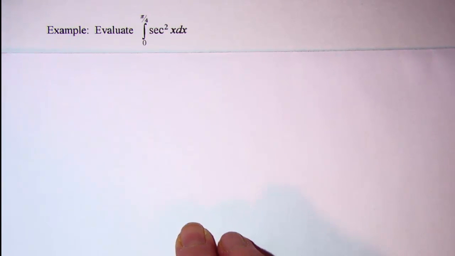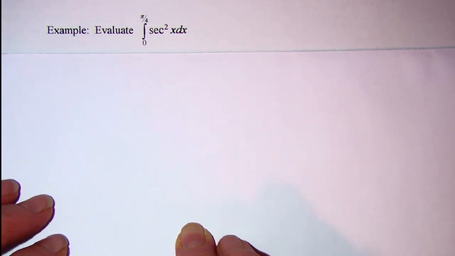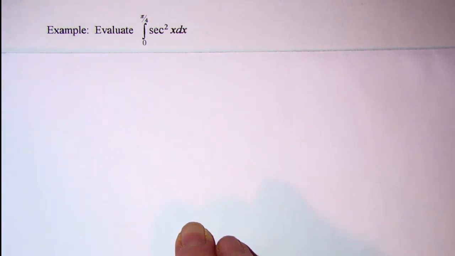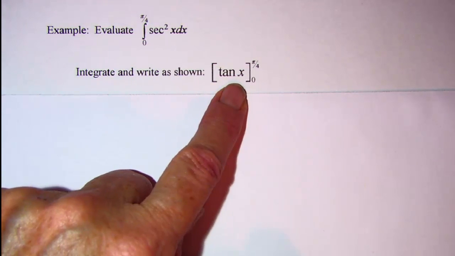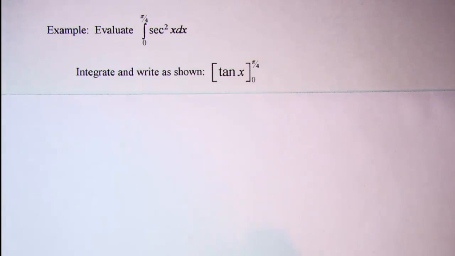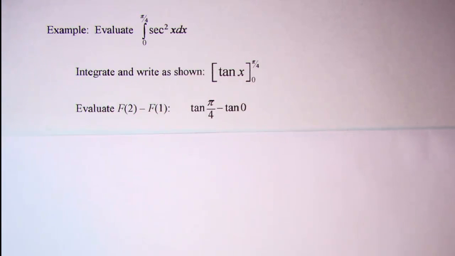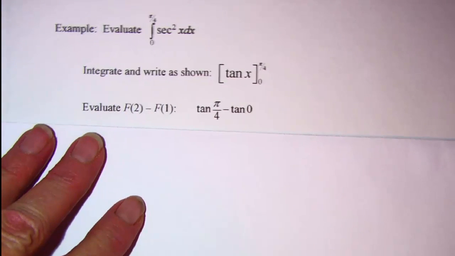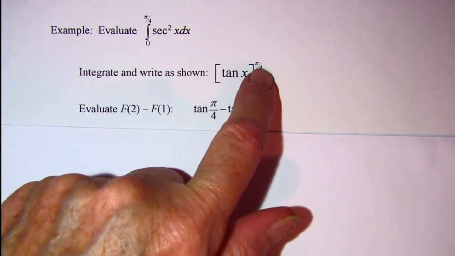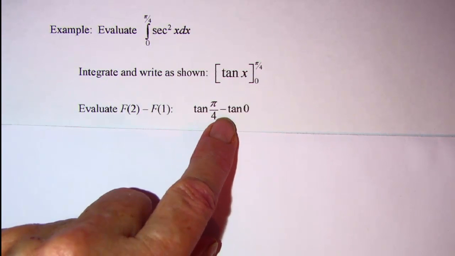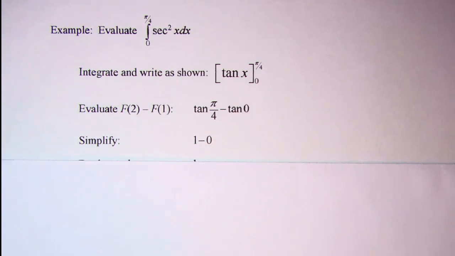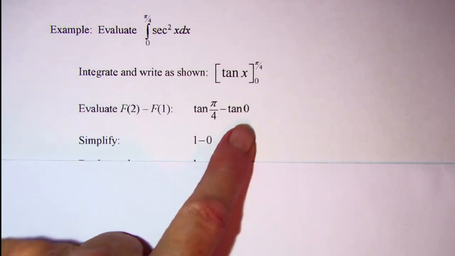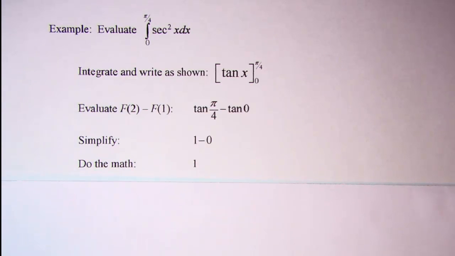And then our last example, we're asked to evaluate the integral from 0 to pi over 4 of secant squared x dx. Integrate and write it in brackets. So the integral of secant squared is tangent x, and we're evaluating that from 0 to pi over 4. The Fundamental Theorem of Calculus says that I'll evaluate that tangent x when x equals pi over 4, and then subtract from that the tangent of 0. The tangent of pi over 4 is 1. The tangent of 0 is 0. So that integral is equal to 1.